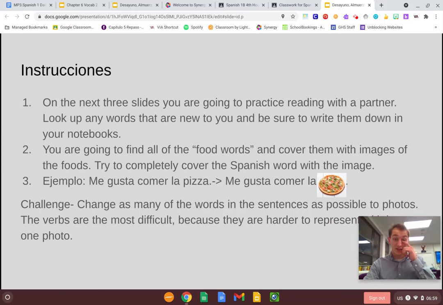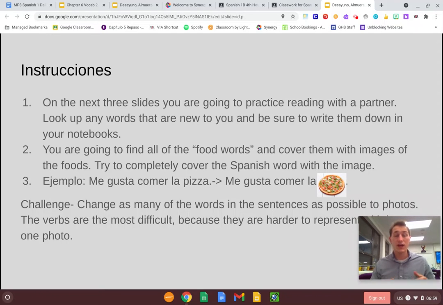All right. Now, on the next slides, you're going to practice reading with a partner. You're going to look up some words that are new to you and be sure to write them down in your notebooks. Then you're going to find all the food words. What I mean by a food word is any word that relates to una comida, anything that is a food, okay?